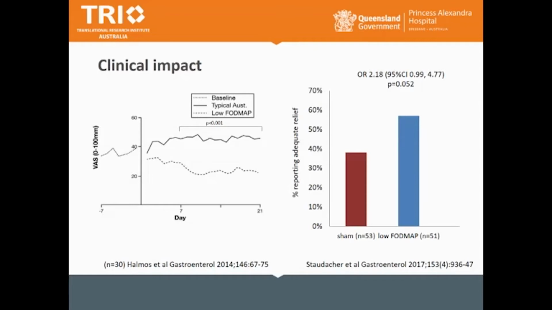So from these placebo-controlled trials, we're pretty confident that this diet is effective, and overall, probably between 50 to 80% of people get a lot better when they're on the low FODMAP diet, according to all these randomised controlled trials I've mentioned to you.